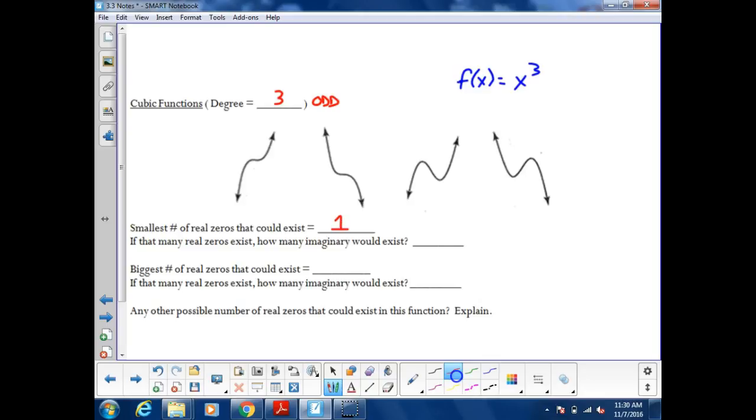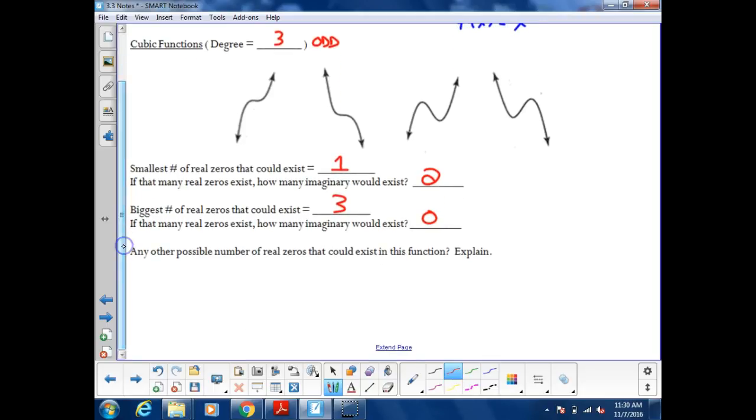How many total zeros must I have? 3. So if one of them gets taken up by the fact that it's a real zero, that leaves me with 2 imaginaries. What's the biggest number of real zeros that I could have? 3. If I have 3 reals, and I can only have 3 total, that leaves me with 0 imaginaries. Can I have 0 zeros? No, because they're going in opposite directions, so I have to have at least 1.